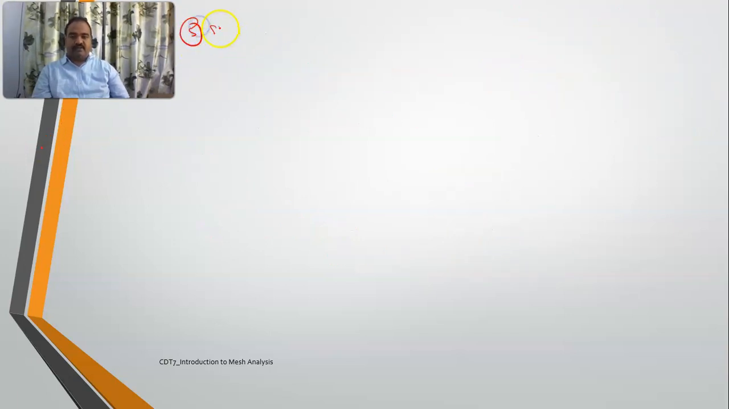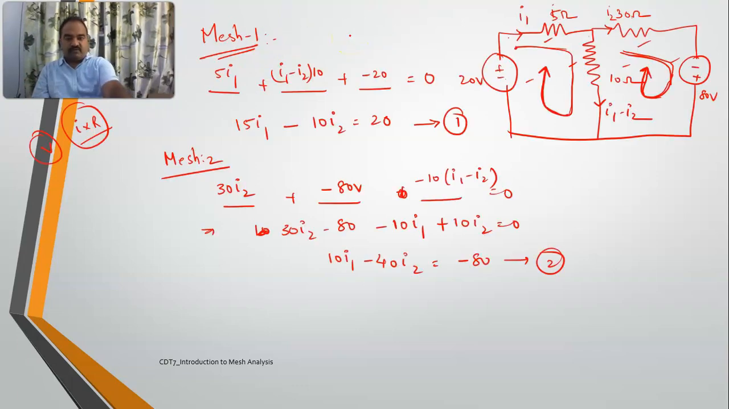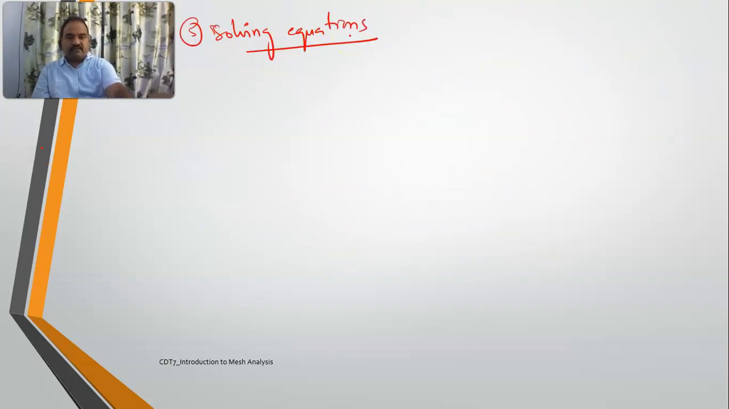What is step number 5? Solving equations, which we have obtained in step number 4. In step number 4, what are the equations? The first equation is 15 I1 minus 10 I2 is equal to 20. What is the second equation? 10 I1 minus 40 I2 is equal to minus 80.